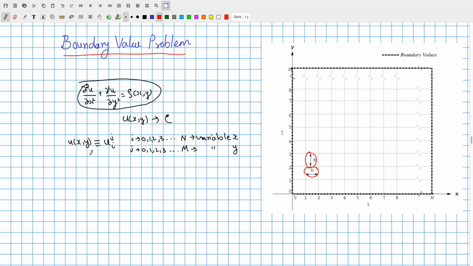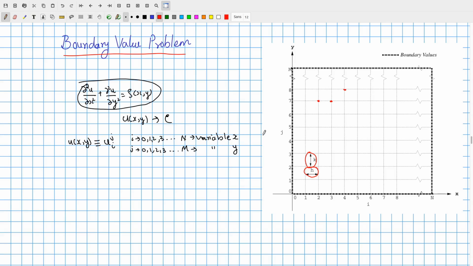This is how we have discretized the function u of x, y, and we try to find the value of u at the grid points. As I said, when you go numerically, we do not ask for the solution anywhere in between; only at the grid points will you try to find the solution.